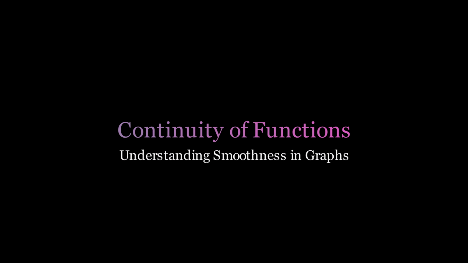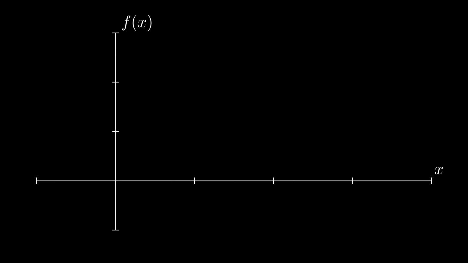Let's understand the concept of continuity in functions. Continuity means the function's graph can be drawn smoothly, without any sudden jumps, breaks, or holes. Here is a graph of a continuous function. Notice how the green curve is smooth everywhere. You could trace it without lifting your pencil at any point. This is the essence of continuity. No sudden jumps, no missing points.